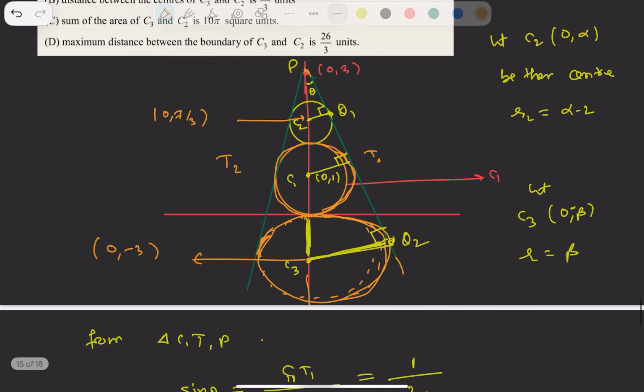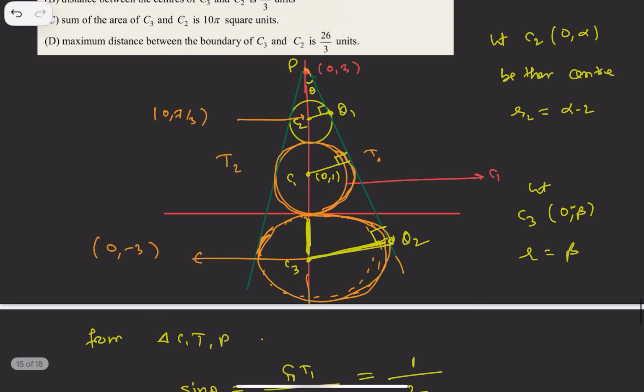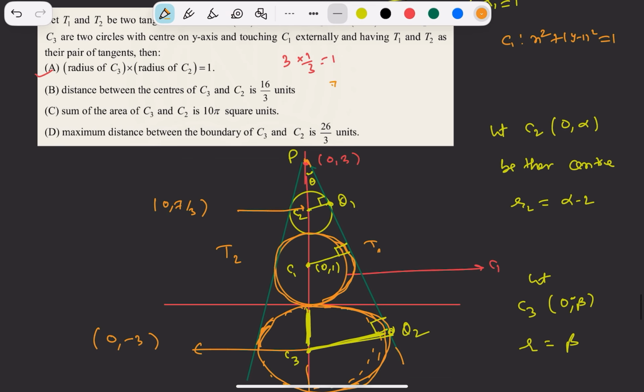So best part, how to solve it here? Distance between their centers: this distance is 7 by 3, and this distance is 3. So 7 by 3 plus 3; 3 threes are 9, and 9 plus 7 is 16. So 16 by 3. So the second option is also correct.